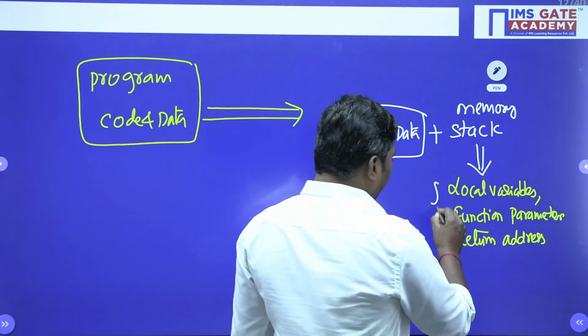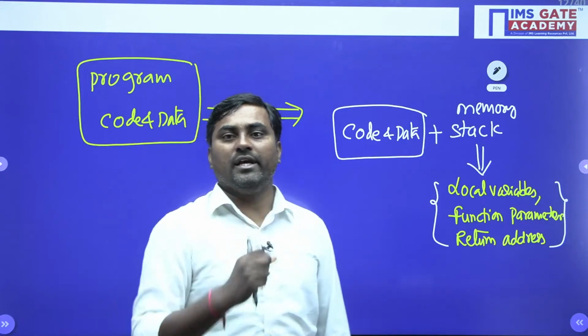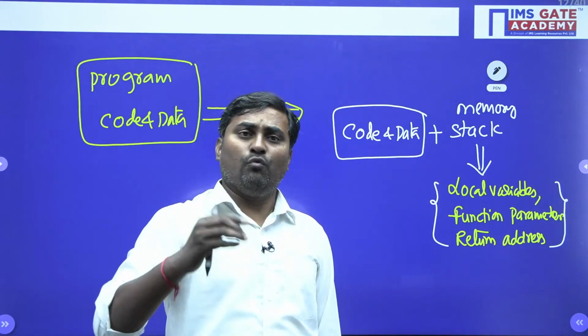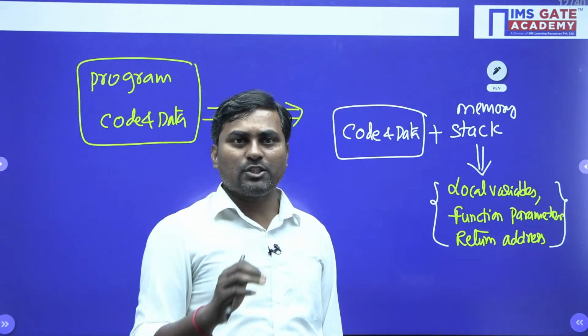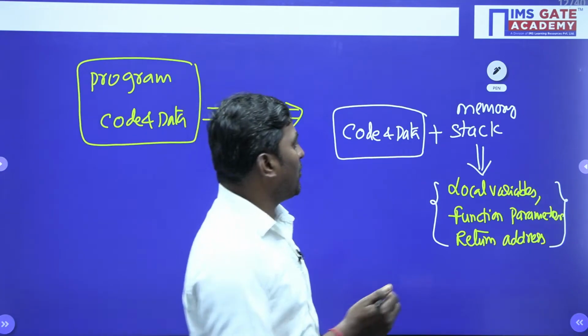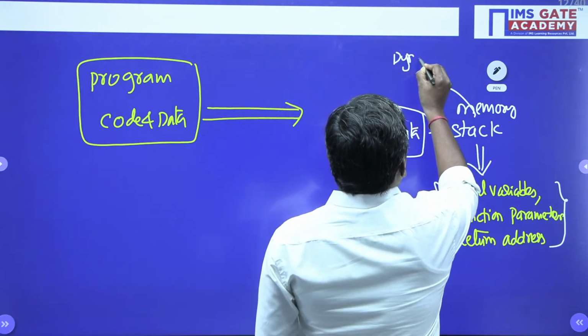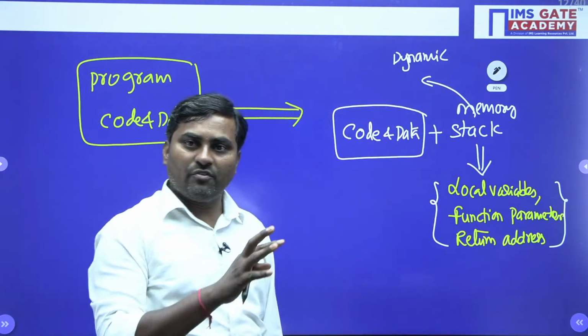So for each process we are adding the extra memory area called stack area, memory stack area, where we store local variables, functional parameters, the formal or actual, and return addresses. Getting my point? This stack portion is also dynamic because it can grow and shrink. So the stack can grow and shrink. Okay, this is the area we are adding.